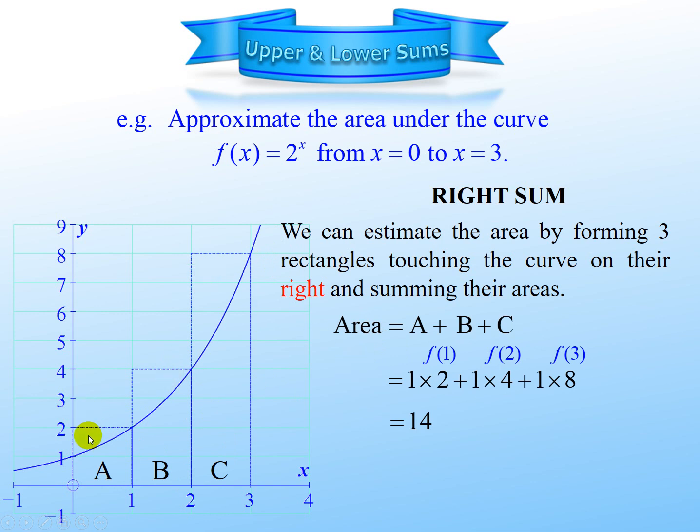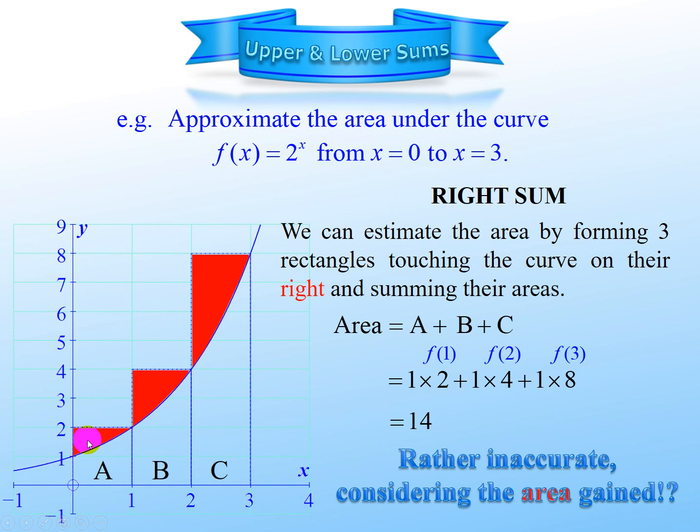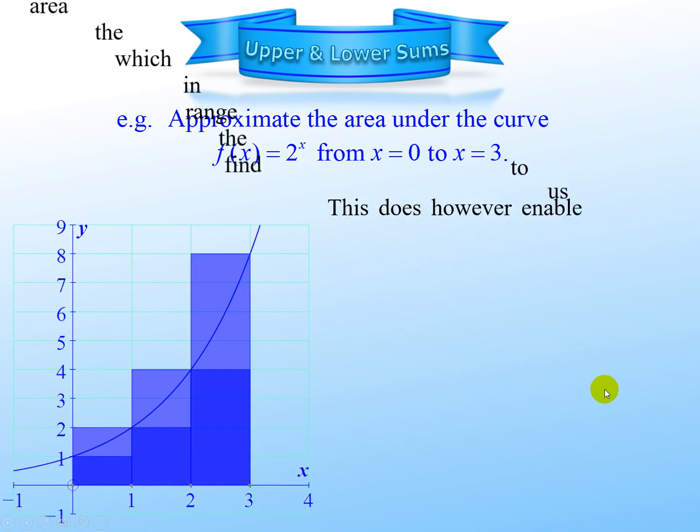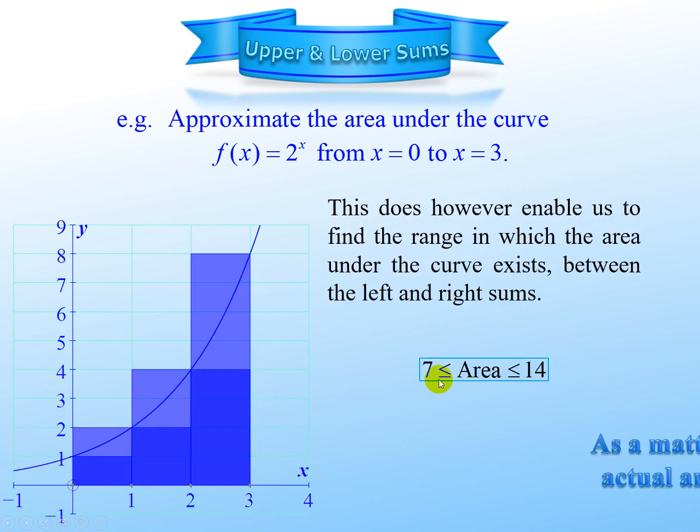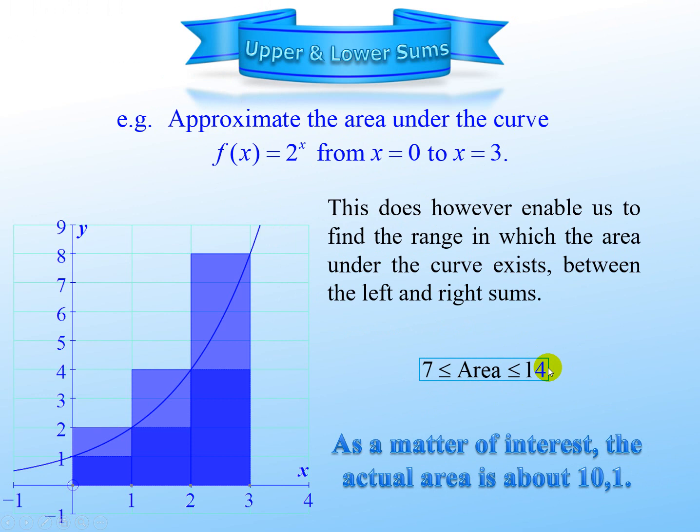Once again, you'll see that we have gained areas now, extra areas. So this is too large for the actual area. But at least we have an upper and lower bound now. So we know that it's got to be between 7 and 14, the area under the curve. It is in fact approximately 10.1, found using integral calculus.